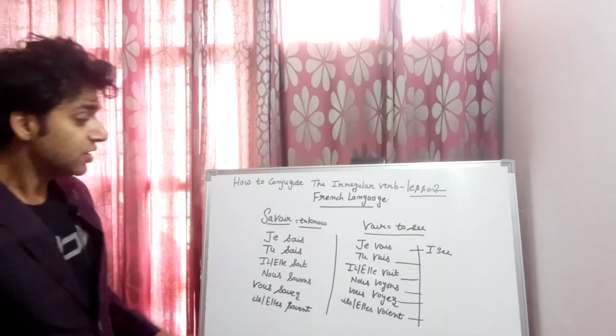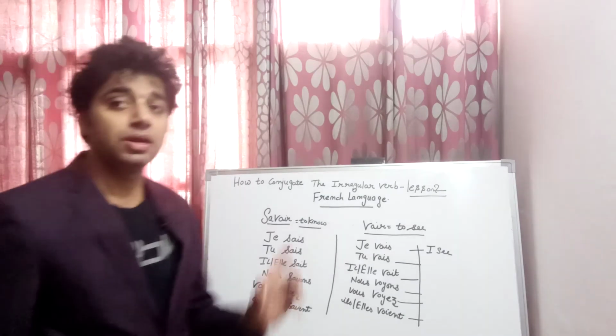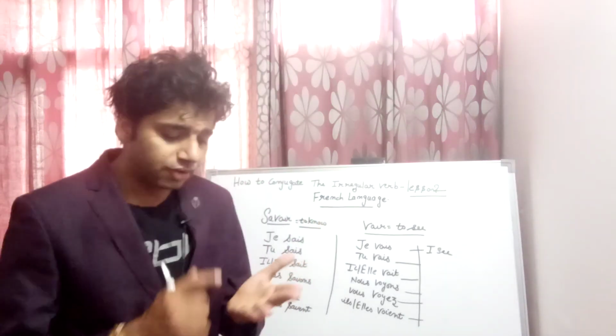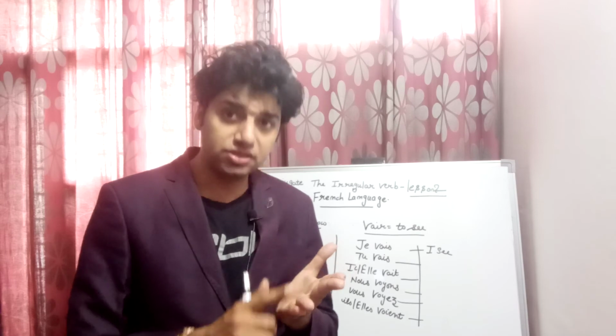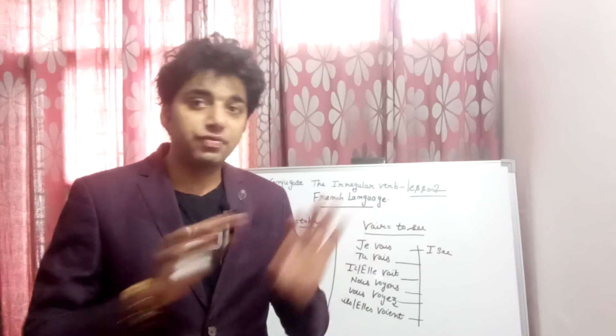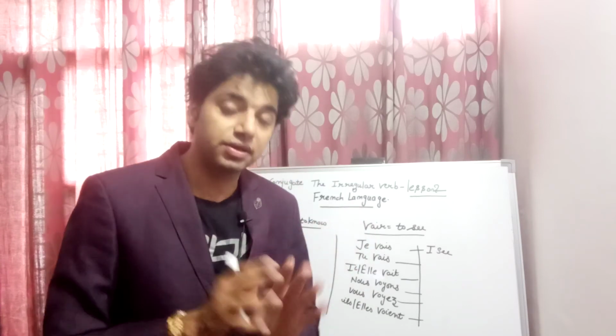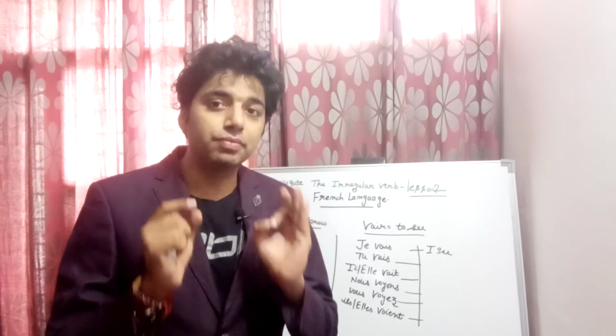C'est clair. So basically this is my ending, because in French language, guys, in English we have I see, you see, he, she sees, we see. The verb see is common with my subject. But in French it is not like that. We have a different conjugation with my subject. My conjugation will depend upon my subject.